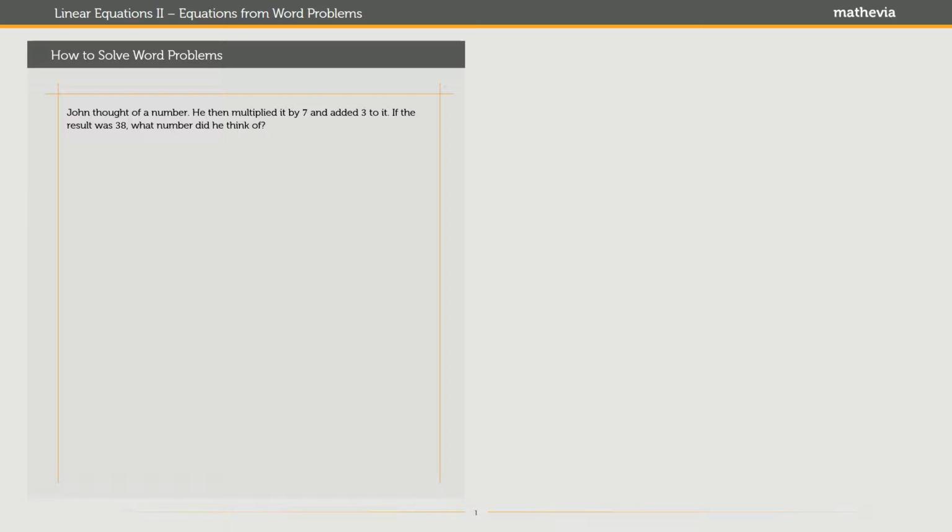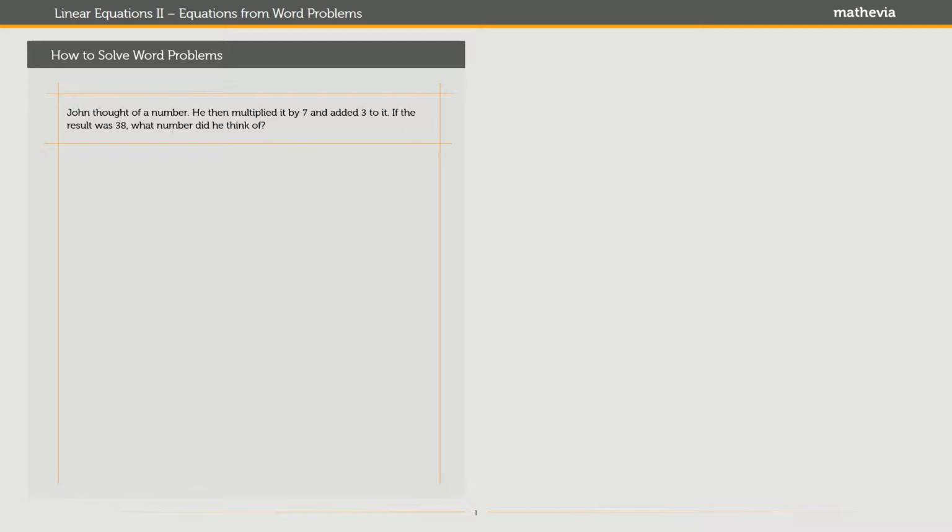Hmm, this is interesting. Now we have that John thought of a number, so we have this young bloke, John, and John thought of a number, okay, and then he multiplied this number by 7, okay, and added 3 to it. So he had a number, he multiplied the number by 7, and then he added 3 to the result. Okay, and then the final result after adding 3 to it was 38, and it asks what number did he think of. Now, to solve this, we basically need to draw an equation from this word problem.